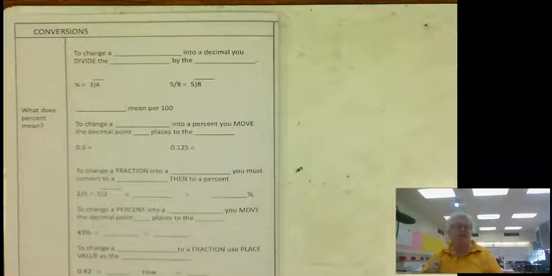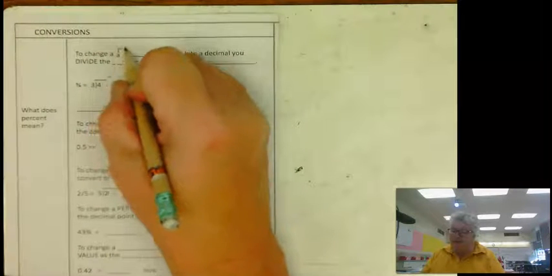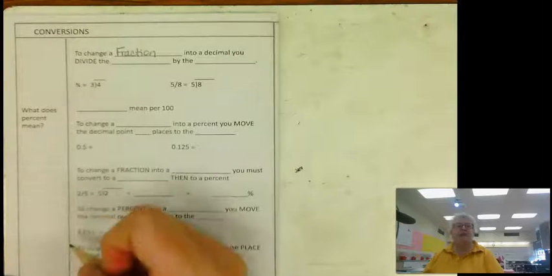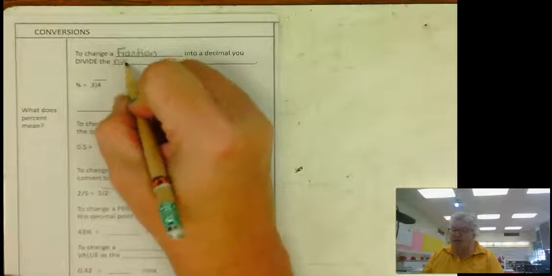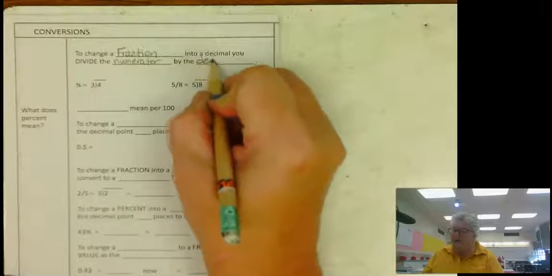So the first thing I want to say is that to change a fraction into a decimal, you have to divide the numerator by the denominator.